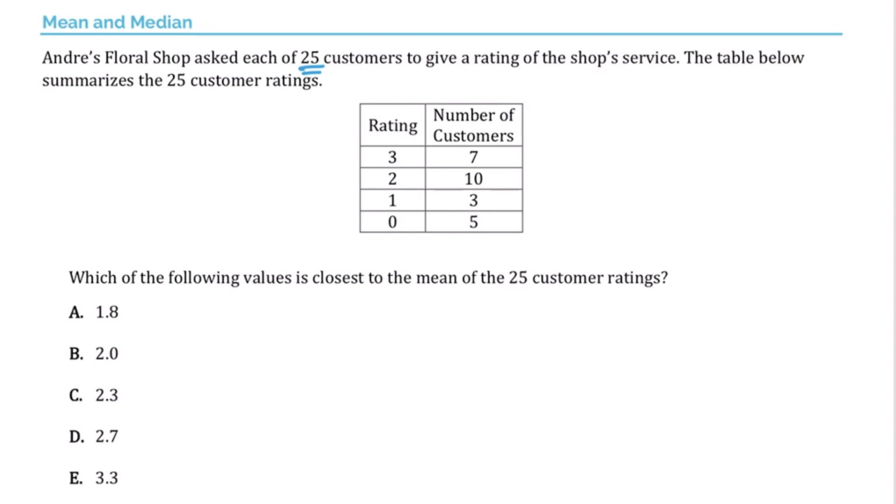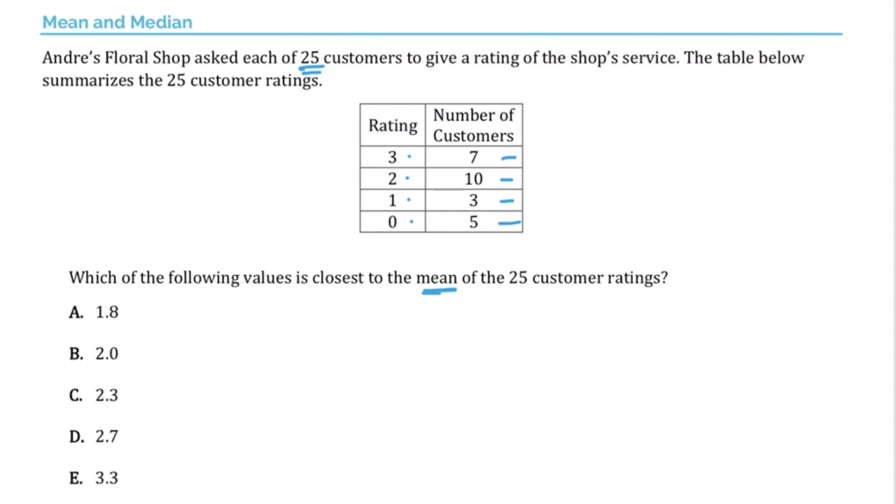Okay, so it looks like we have 7 people who gave it a score of 3, 10 who scored a 2, 3 who scored a 1, and 5 who scored a 0. Which of the following is closest to the mean of the 25 customer ratings? So the first thing I want to make sure that you know, because it's the most common mistake people make, is to find the average of the customer ratings. They do 3 plus 2 plus 1 plus 0 and then divide by 4 because there are 4 categories. You do not want to do that.